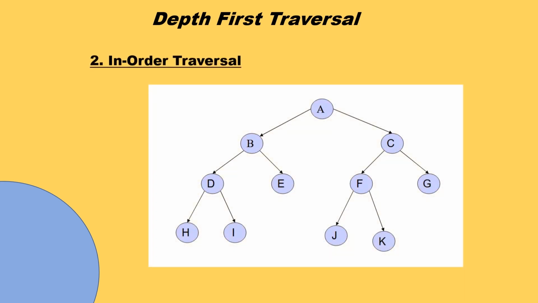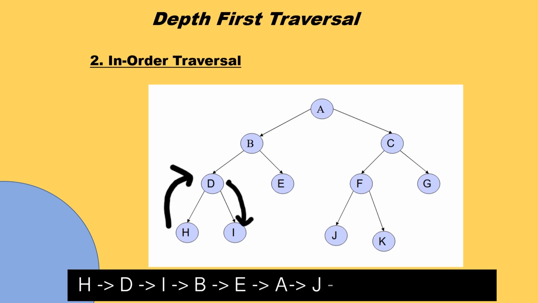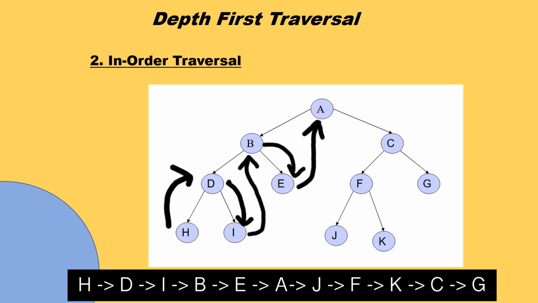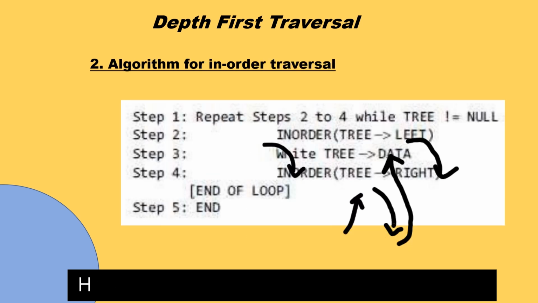Now look at this in-order traversal example. First, go to the left subtree, H, D, I, B, E, A, J, F, K, C, G. So this is how in-order traversal works.